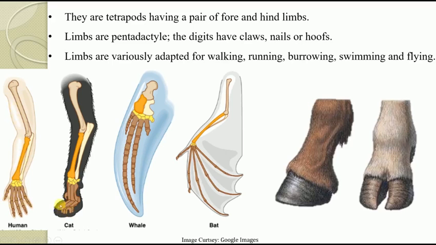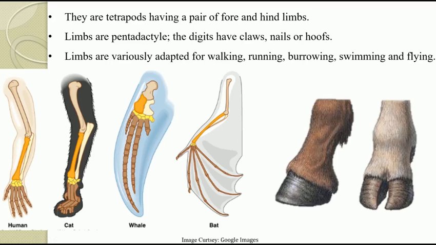Then if you see the cat, any kind of cat, ranging from our house cat, or you can take the example of the tiger also, they are also provided with 5 digits. Then this is the example of a whale. In the case of the whale, the limbs are modified into flippers, but internally those flippers are also provided with 5 digits.